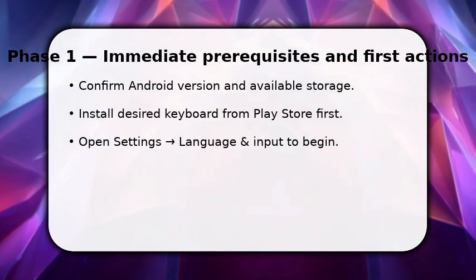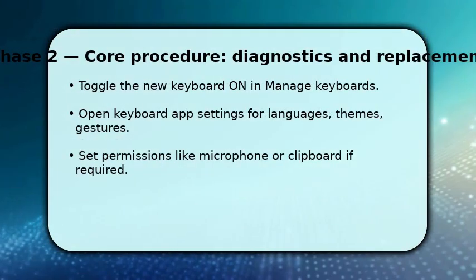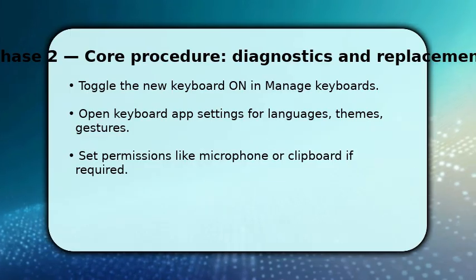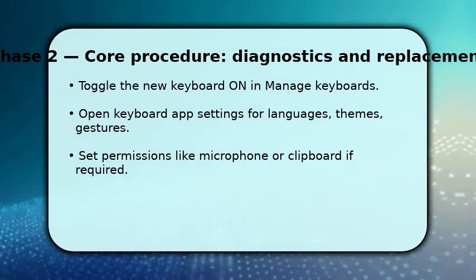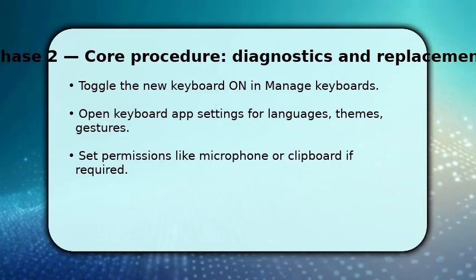Next, enable the new keyboard. Tap Manage Keyboards and toggle it on. You will see a warning, accept it only for trusted apps, since this grants typing access. Then open the keyboard settings to choose languages, themes, and gesture typing. This customizes typing behavior so it feels familiar.